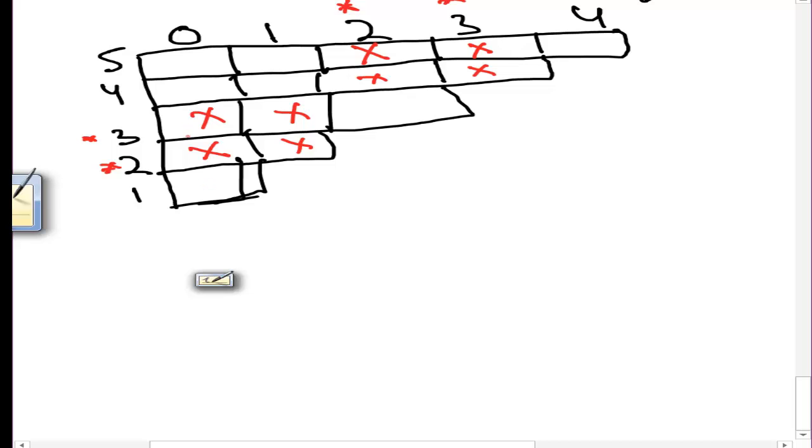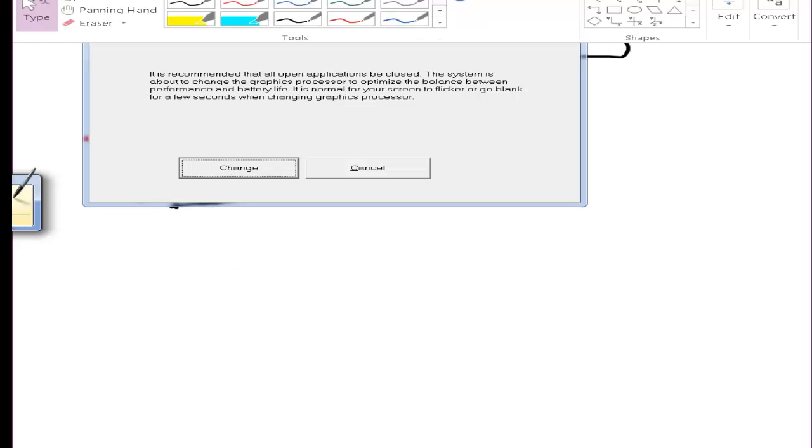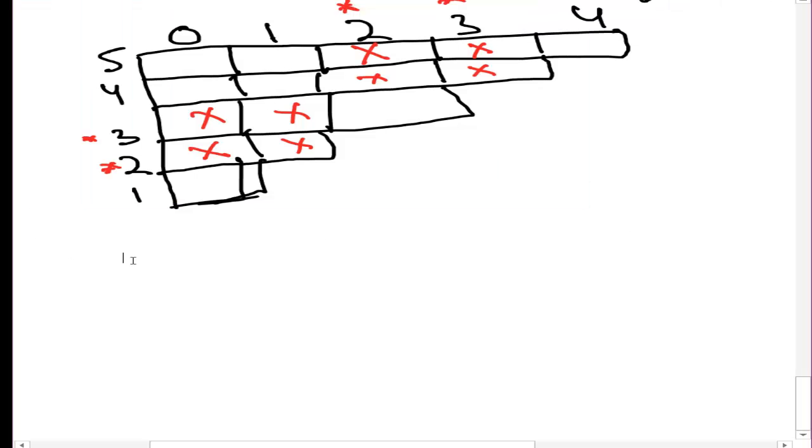So starting from this state, firstly we have this state. What is that? This is 0 1, so we write here 0 comma 1.